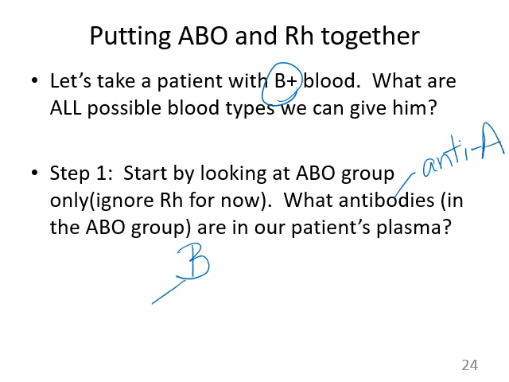We can give him type B because he's got type B blood. Can we give him AB? We cannot, again, because he's got anti-A antibodies. We can give him O. You can give anybody O, because remember, O is a naked cell. So there is our ABO taken care of. We can give this person B, and we can give him O. Now we've got to go back and narrow it down by RH.